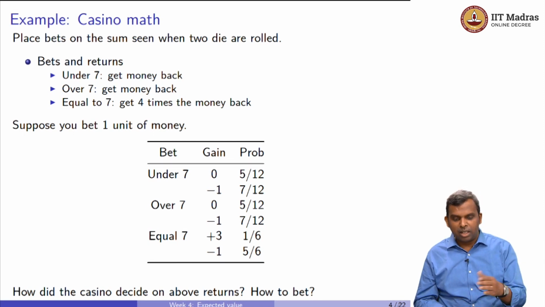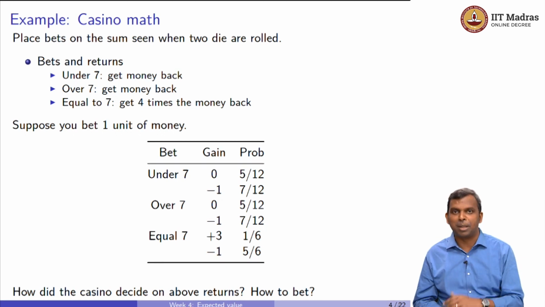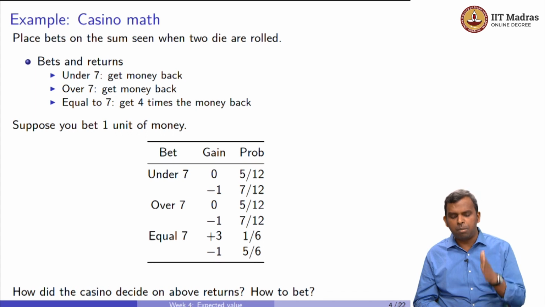Like I said, why did the casino decide to give returns like this? Why is it giving money back for under 7 and over 7, and why is it giving 4 times the money back if it's equal to 7? And in the long term, if you keep on playing this game again and again, what can you expect to gain? Is it going to be positive? Is it going to be negative? Is it going to be 0? These kinds of questions are very, very crucial, isn't it?